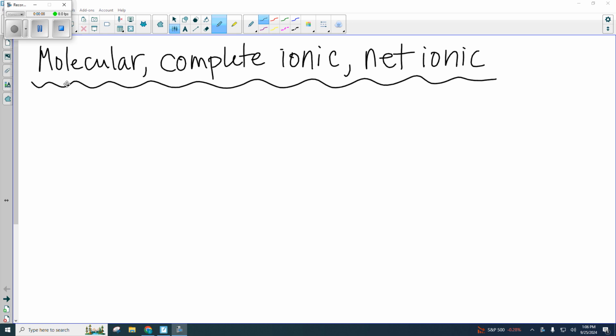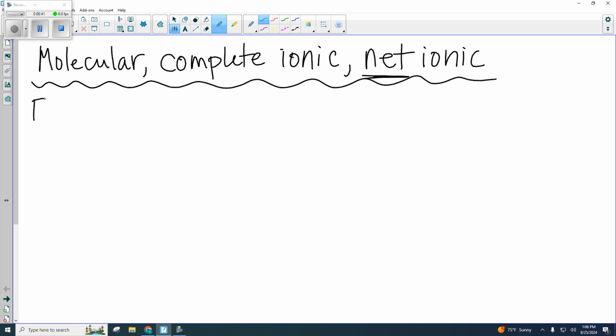Today I'm going to give you the instructions that you're going to need to complete your solubility lab in the next 2 days. So the first part is, hopefully you recognize these terms: molecular, complete ionic, and net ionic. We will use this as review, and you're going to go back in lab and create some solubility rules, and then write some net ionic equations. AP Chem really likes to focus on these net ionic equations right here, and so we want to make sure you remember how to do that.